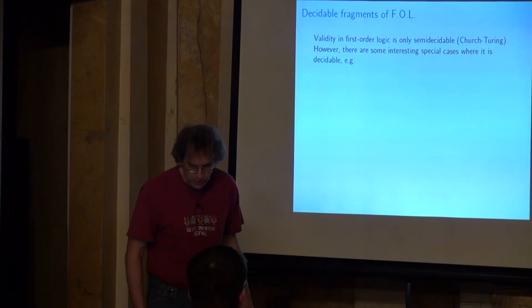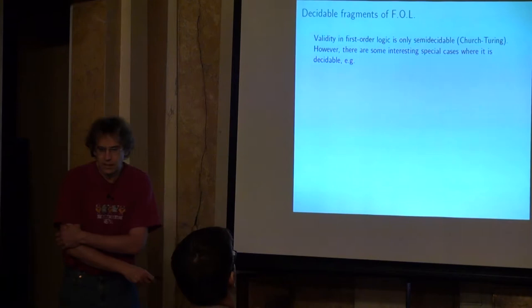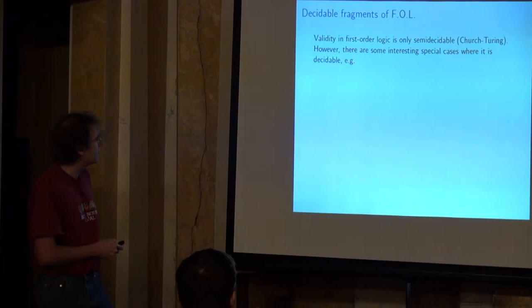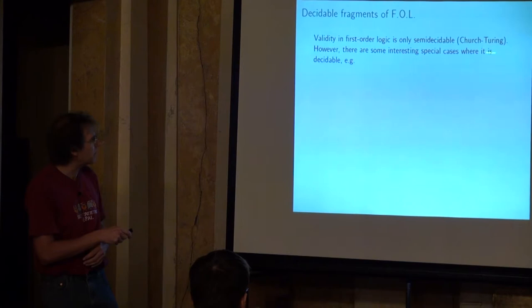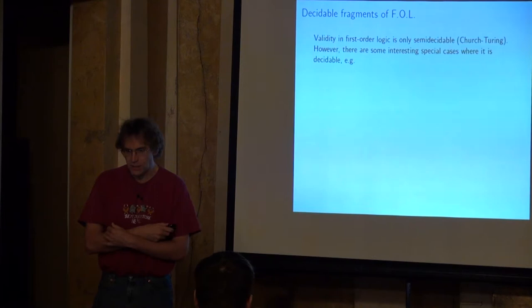So in fact, I haven't proved that this is the best you can do, but it is in fact the best you can do. This is proved in the book anyway. So this is the classic result due to Church and Turing, both at about the same time in 1936. This is also where Turing machines appeared, as part of the proof of this theorem, that validity is only semi-decidable.